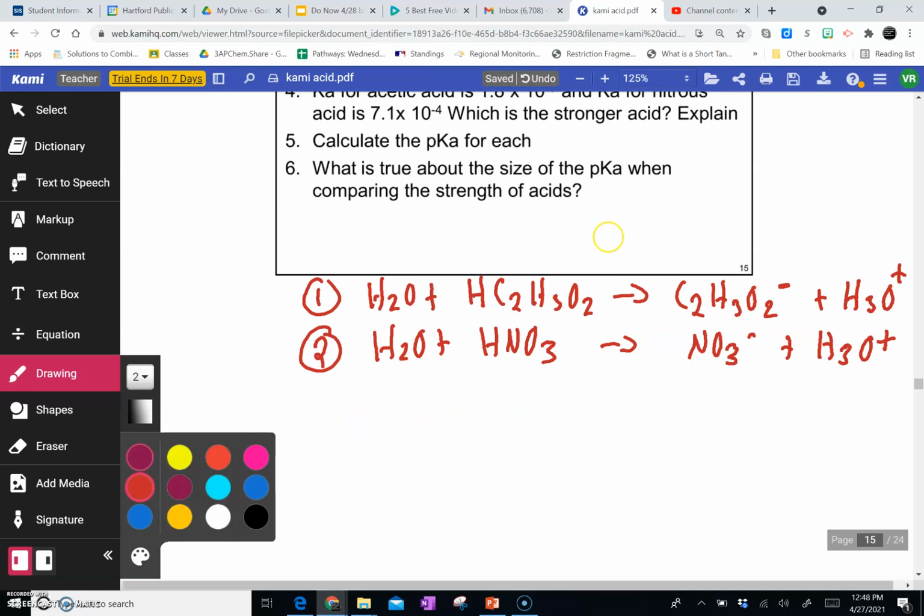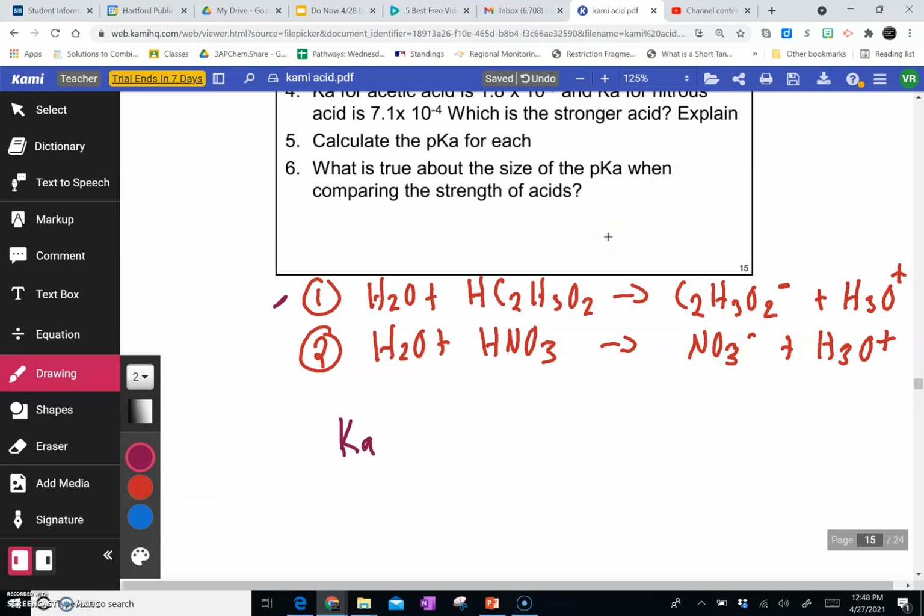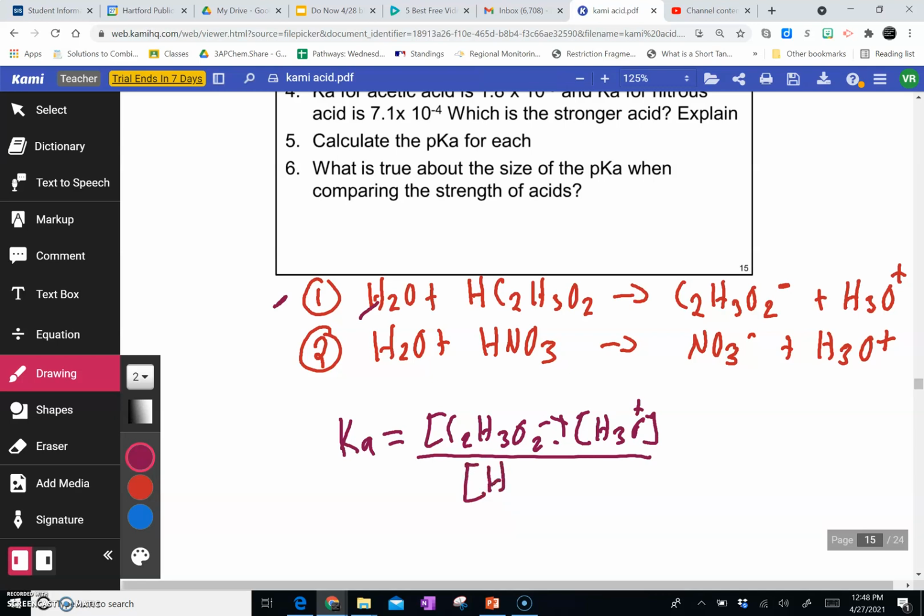So I'll write the Ka for this one in this color. So the Ka, remember, products over reactants. So the Ka would be the concentration of C2H3O2 minus times the hydronium concentration. This is plus over, remember we don't include water, the undissociated acid.